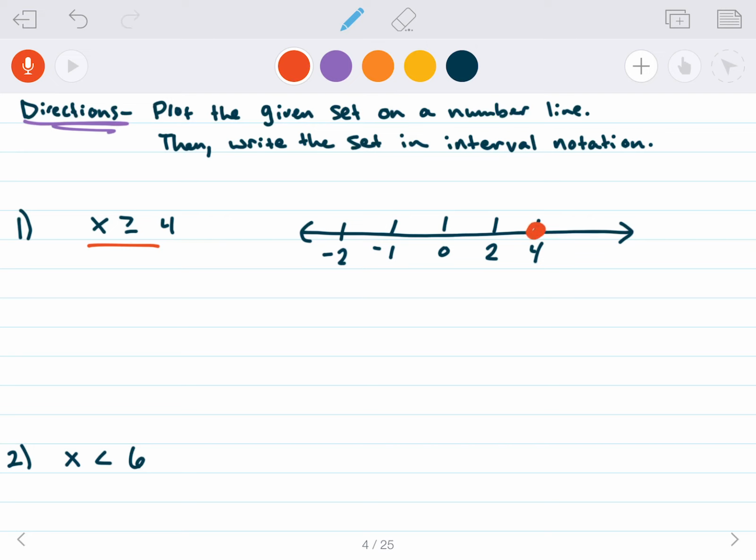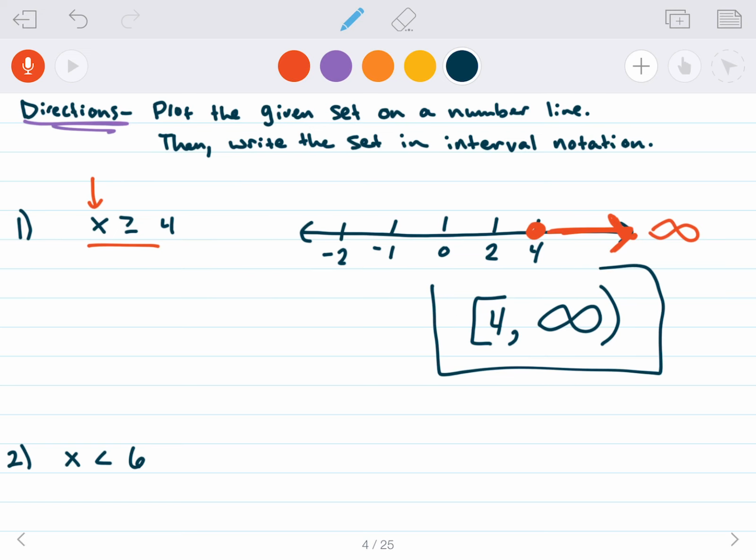And this says everything bigger than 4, right? We read variable first. So everything bigger than 4. That means we shade to the right all the way out to +infinity. In interval notation, we start at 4 and we include it, so we put the bracket there. And we go all the way up to +infinity, with a parenthesis. We don't include infinity ever. So that is interval notation.